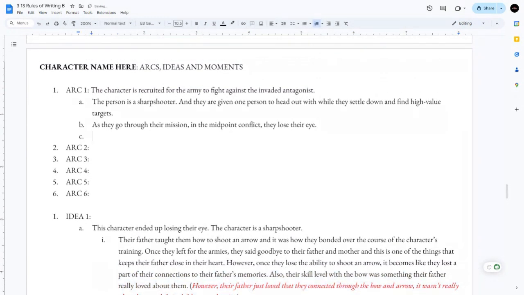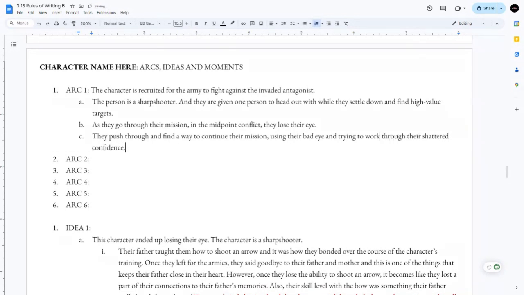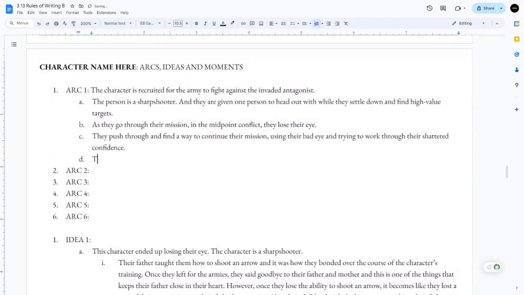But the arc ends up, they push through and find a way to continue their mission, okay? Using their bad eye, right? And trying to work through their shattered confidence. All right. And they end up getting the high value target. Okay, so this is the arc.